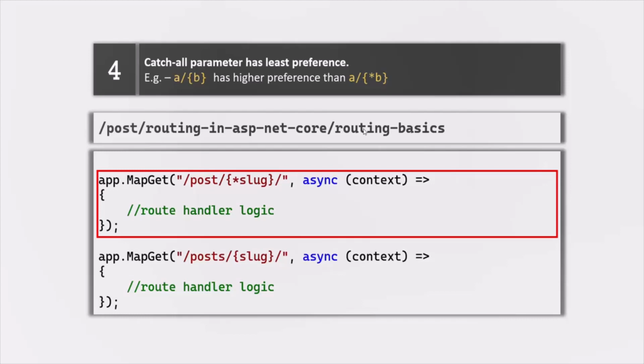Alright, so this is all about the rules by which an ASP.NET Core application selects a route. And I wanted to cover this in this lecture because I want you to understand how a route is picked up, so that when you create a route, you know what is happening.